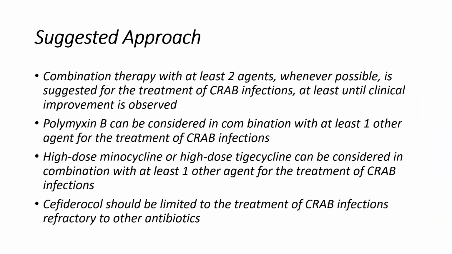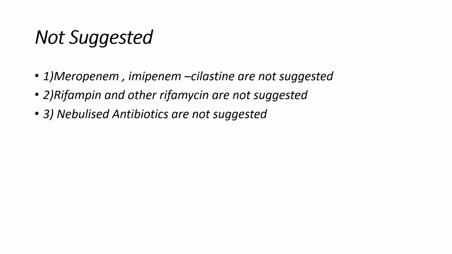Now, what are the treatment options that we can start as combination therapy? We can start with a polymyxin in combination with at least one agent. Then high dose minocycline and high dose tigecycline can be started as combination therapy with another agent that shows susceptibility to the CRAB. Cefiderocol should be limited to the treatment of CRAB infections which are refractory to the other antibiotics. Not suggested are meropenem, imipenem-cilastatin, rifampin and other rifamycins, and nebulized antibiotics for the treatment of CRAB.